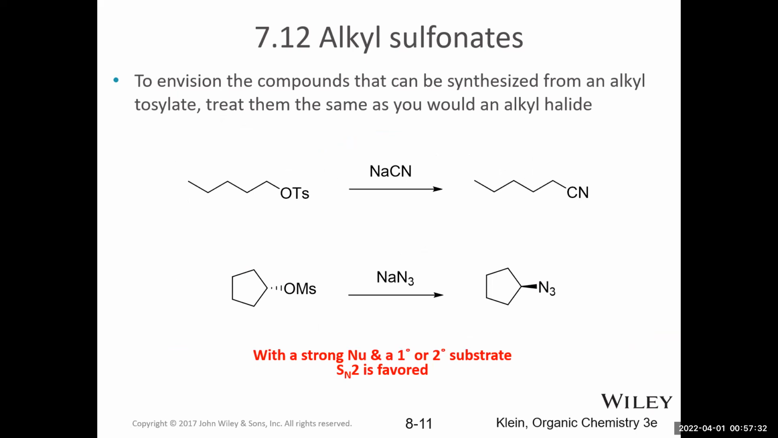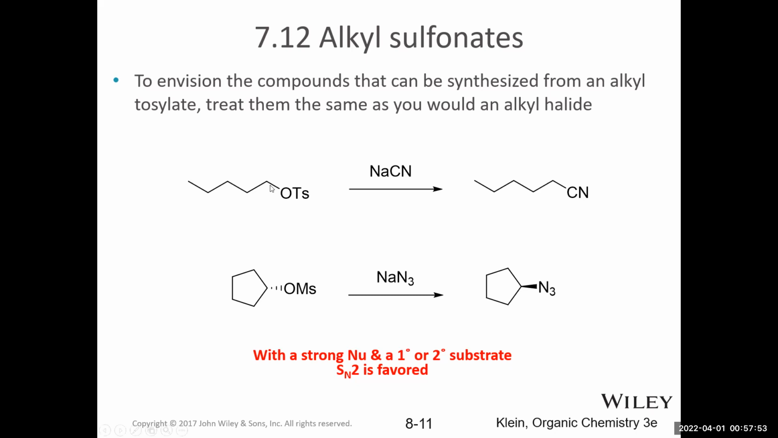Okay, so when you see substrates like this where it says OTs and OMs, I want you to think of that as sort of equivalent to a chloride, bromide, or iodide. They are all good leaving groups, and so they can be treated with a strong nucleophile to undergo an SN2 reaction.